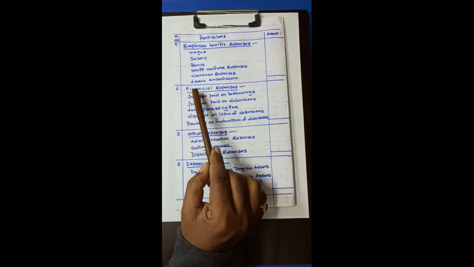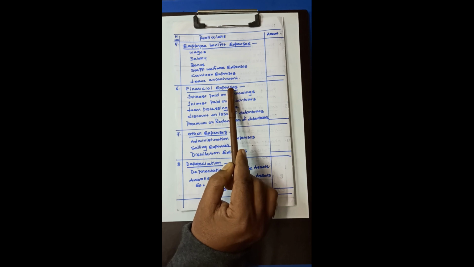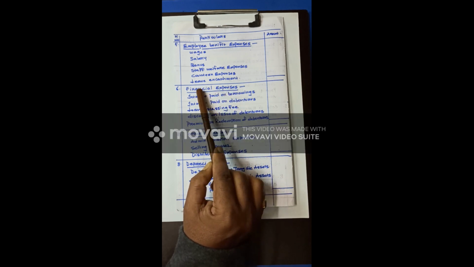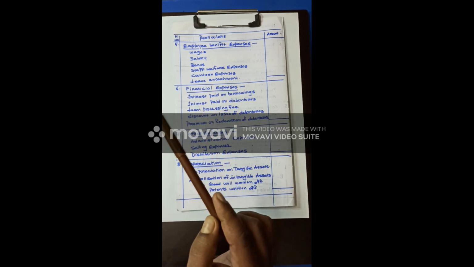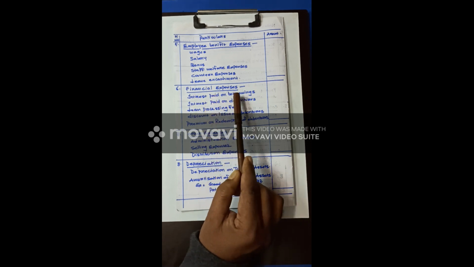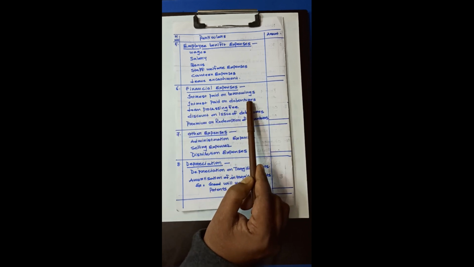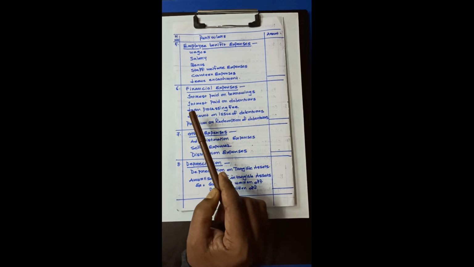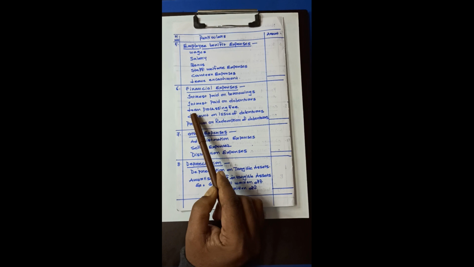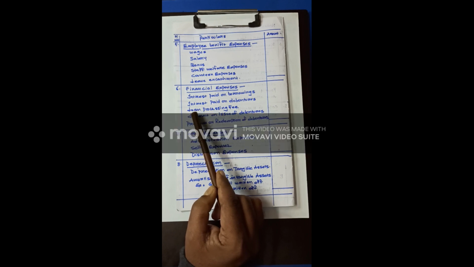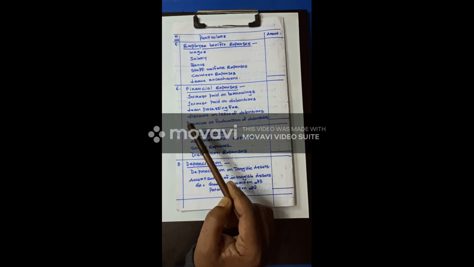Next, we take the financial expenses, that is expenses incurred to raise your finances. So the examples are interest on borrowings or loans taken from the banks and other financial institutions, interest paid on debenture. Debenture is nothing but loan taken from the public. Then any expense paid for processing of your loans, that is loan processing fees.